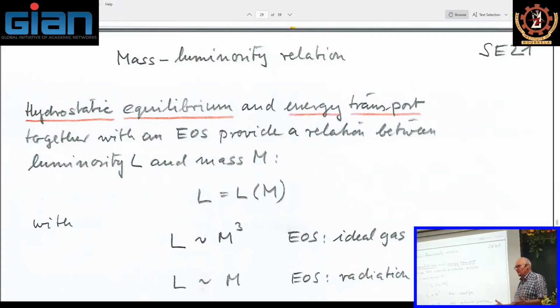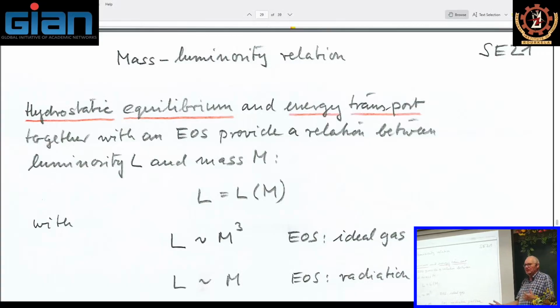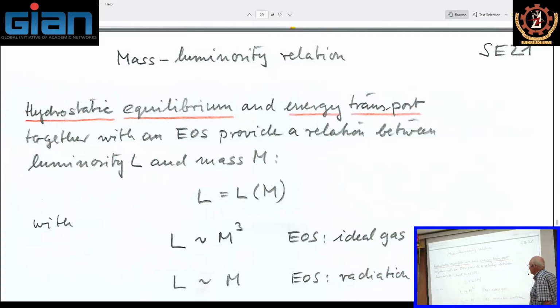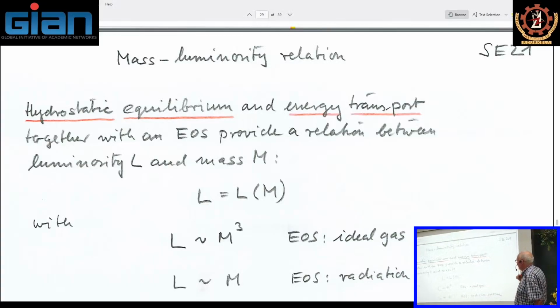In all diffusion approximations, or in all situations where you transport energy by some kind of diffusion process, you relate a temperature gradient to the flux. The bigger the temperature gradient is, the bigger will be the heat flux. So the energy transport has been connected with hydrostatic equilibrium, and together with an equation of state, we have, as Professor Yadav has shown you, a relation between luminosity and mass.